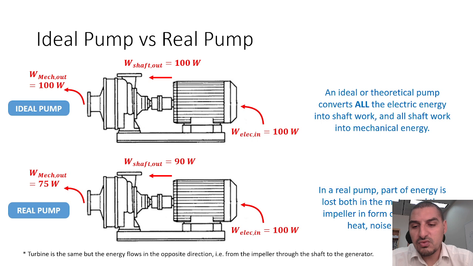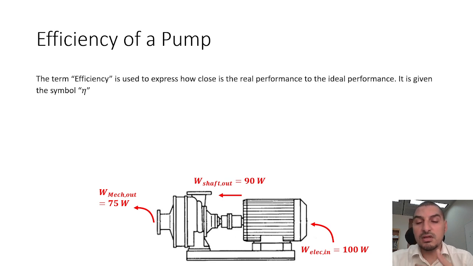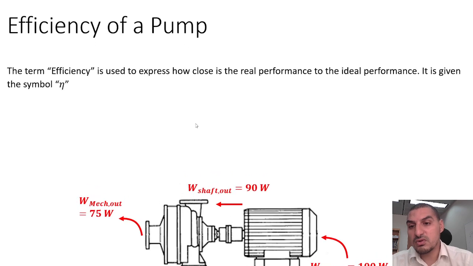And of course, for the turbine, the flow is the opposite. So if we have 100 watts going in here, we will end up with electric energy of 70, 75 watts for instance. And so it's going to be less. Okay, so based on this deviation from the ideal case, we have a term that we are going to use, which is called the efficiency of the pump. So the efficiency of the pump is a term that we calculate to tell how close or far the pump performance is to the ideal performance. This is just to know, is it performing well or not performing well.